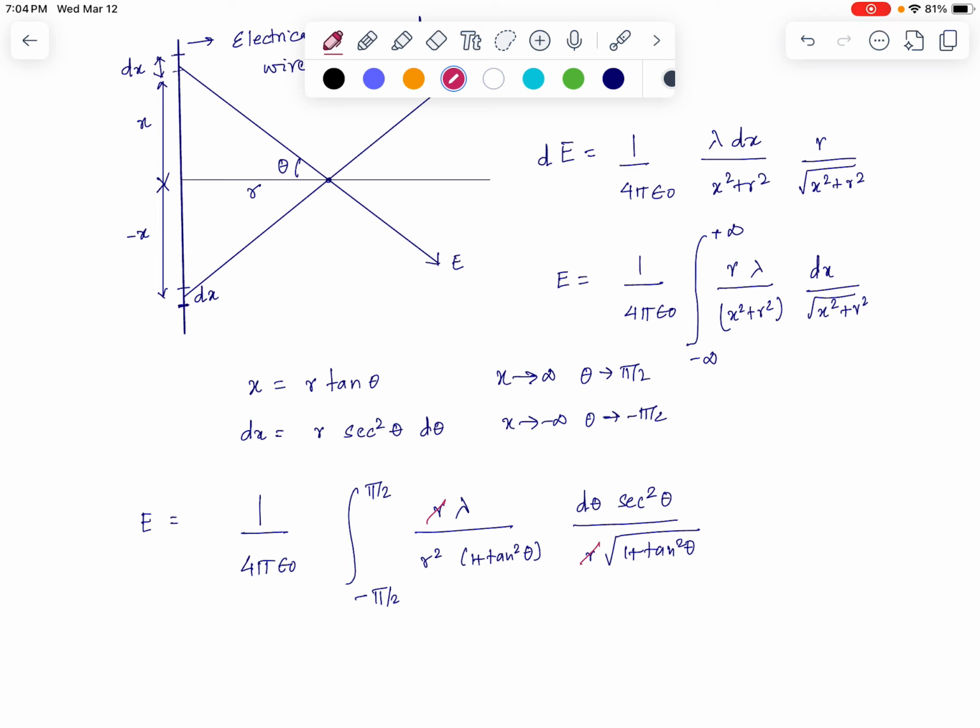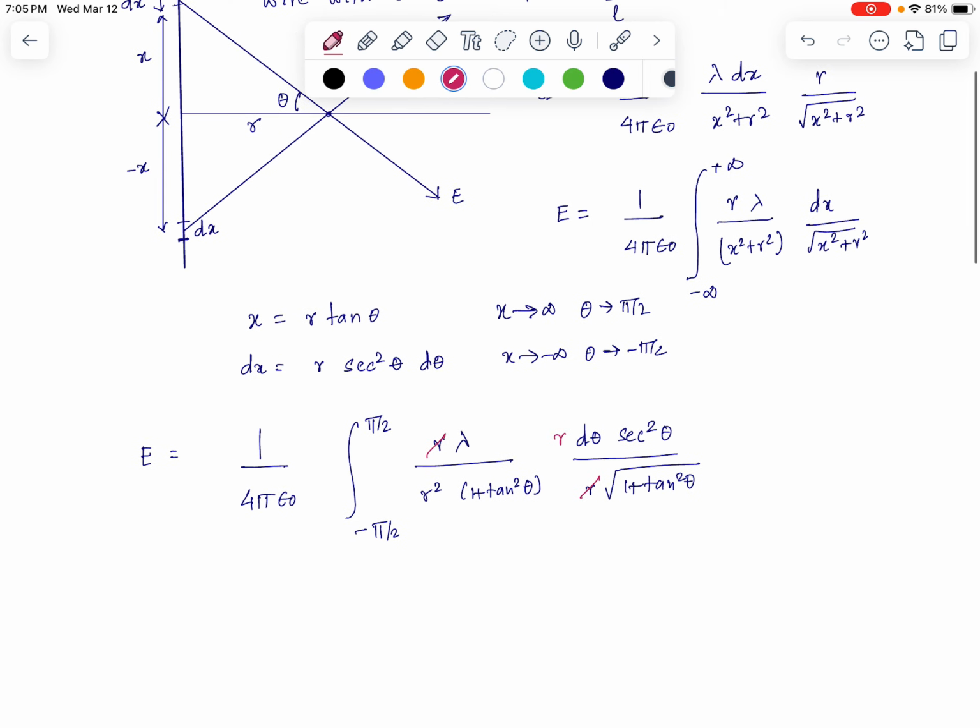Let's just continue. Actually, there is one thing that I did miss. There is an r here that should be in there. So r.